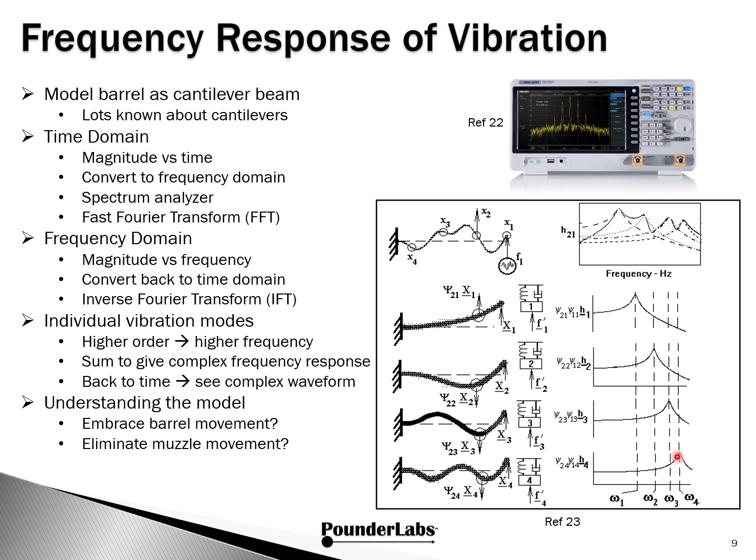Some of the things we do in the frequency domain are a lot simpler than doing them in the time domain. So here we simply add up these frequency responses and we get the combined frequency response of the first 4 modes of barrel vibration. We can use the inverse Fourier transform to put that back into the time domain, and we see a funky waveform like this. So the higher order gives higher frequency. You can sum to get the complex frequency response, and move it back in time to see the complex waveform.